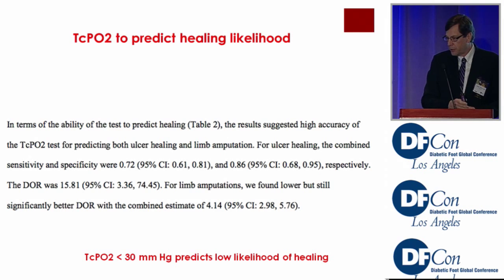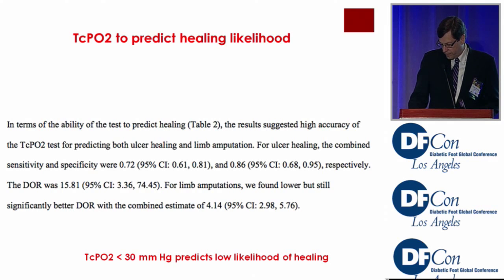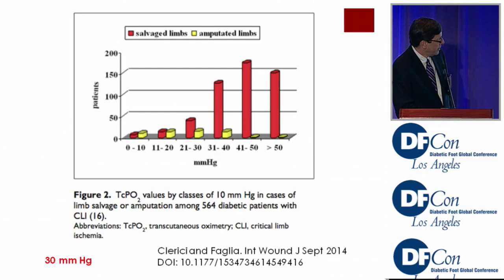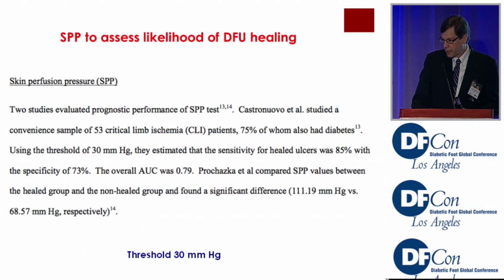Same thing with TcPO2. Fortunately for WIfI, 30 works for TcPO2, and 30 also works for toe pressure. So that's a number to remember. And this is a large group. So Falia's group with Giacomo Clerici is a good friend of ours. One of the largest series in the world of endovascular therapy, primarily tibial disease. And pretty much if your toe pressure is over 30, you pretty much heal. Now, some wounds with toe pressures less than 30 will heal. I get that, but that's a good cutoff to know.